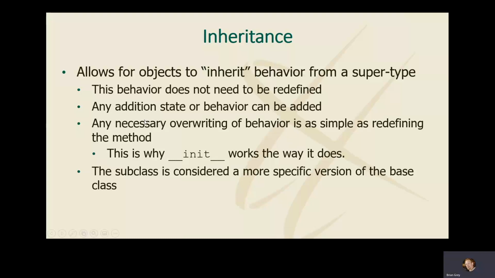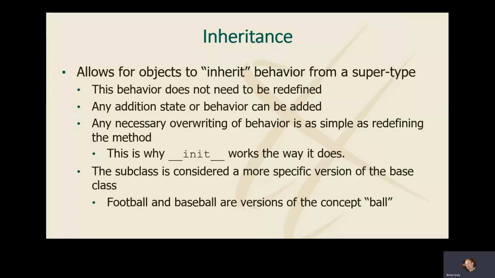Conceptually, we can also think of the subclass as a more specific version of the base class. So a football and a baseball are more specific versions of the concept ball. You can imagine how both of them are related to the idea of ball, but they're significantly different in many, many ways. But the inherent ballness of each of them is still present. So this is what inheritance means conceptually at an abstraction level.